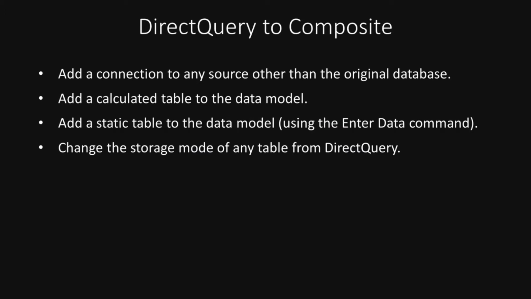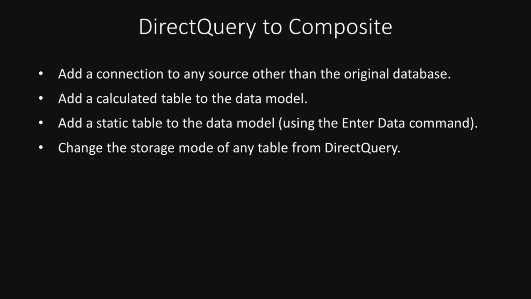A second method is simply to add a DAX calculated table. So for example, if you start with a direct query project and you've connected to a database that has no date table, as soon as you add a date table to the data model, you will automatically switch from direct query to composite mode. And the same applies whether you're adding a DAX calculated table or importing a static table.